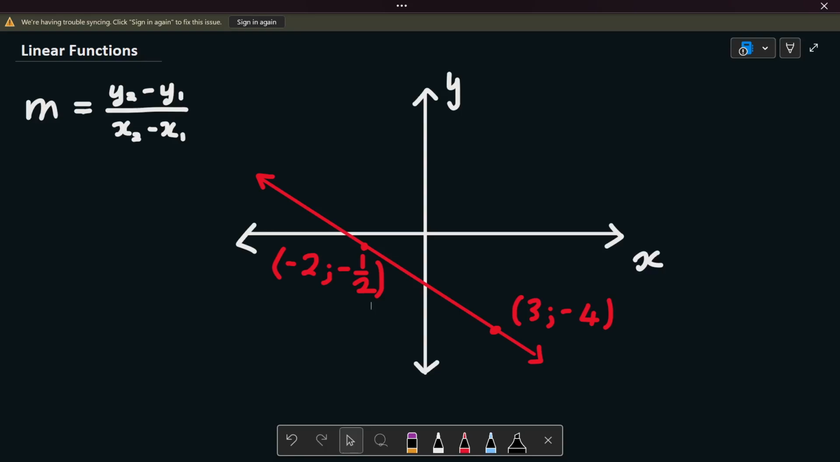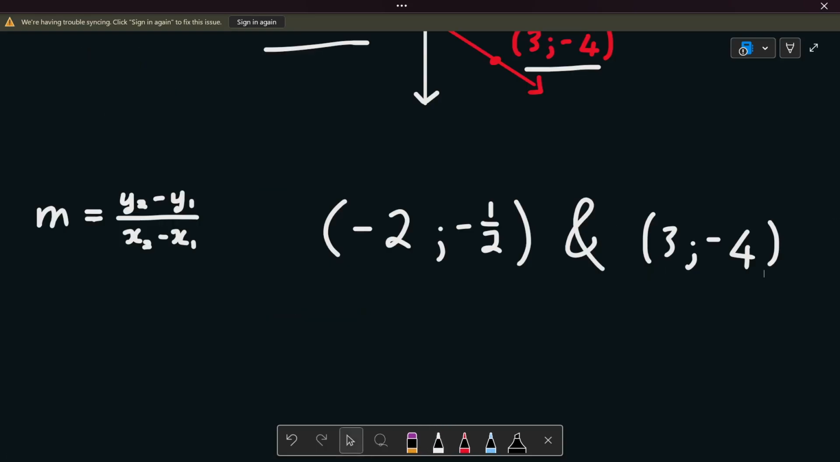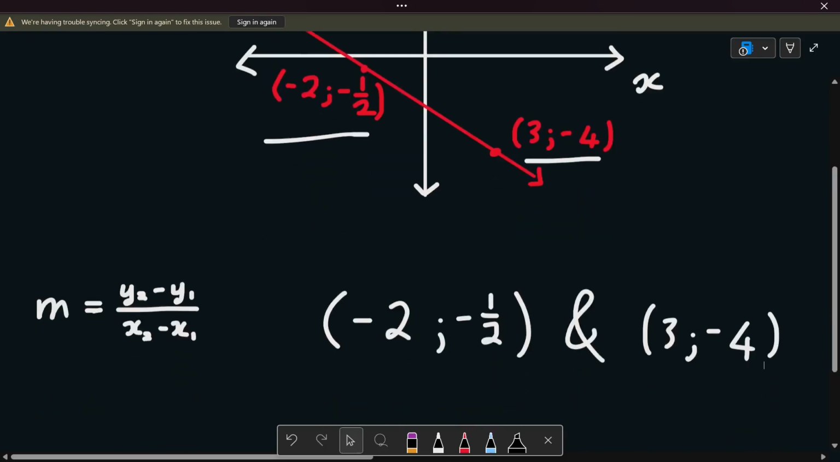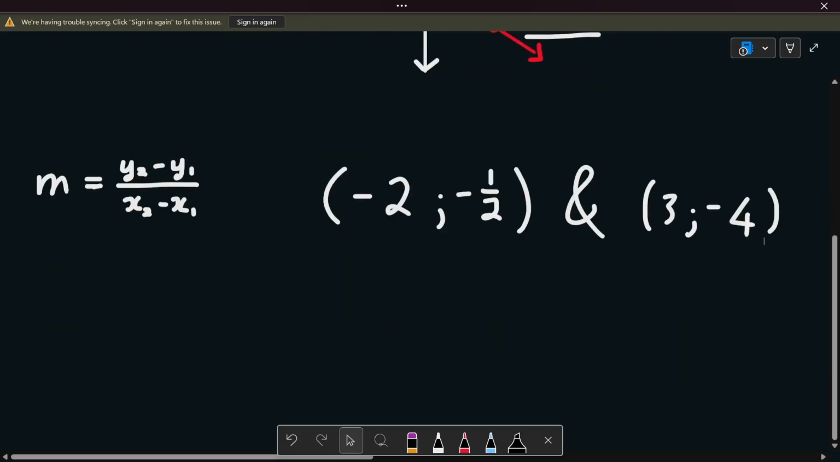The one point that we have over here is going to be -2 and -1/2. Then the other coordinate is 3 and -4. So that is what we have at the moment. Let's determine the gradient. It's actually really, really simple. Okay, so I wrote it down over here, right? We have -2 and -1/2, and we also have the coordinate set 3 and -4. In the last example, we actually named our sets. So let's do the following: let's call this coordinate set over here set 1.